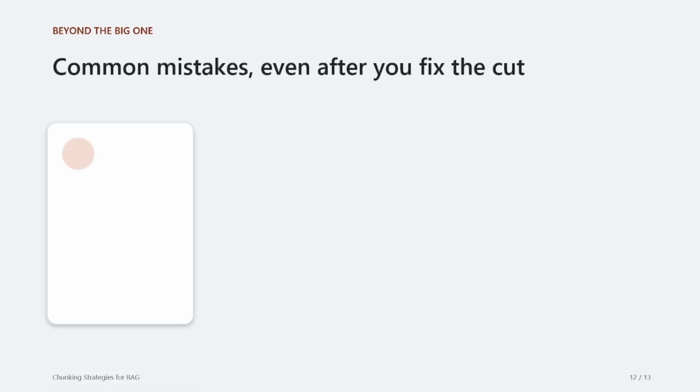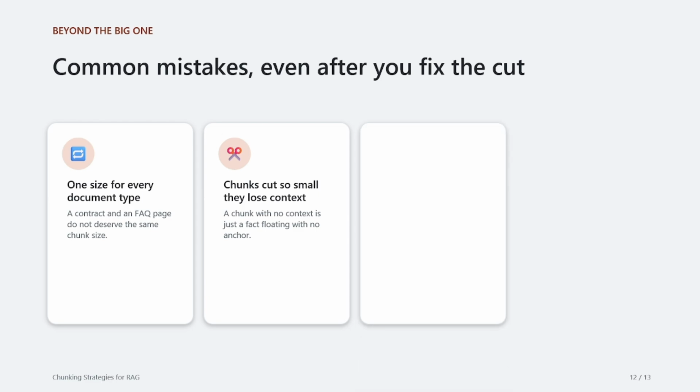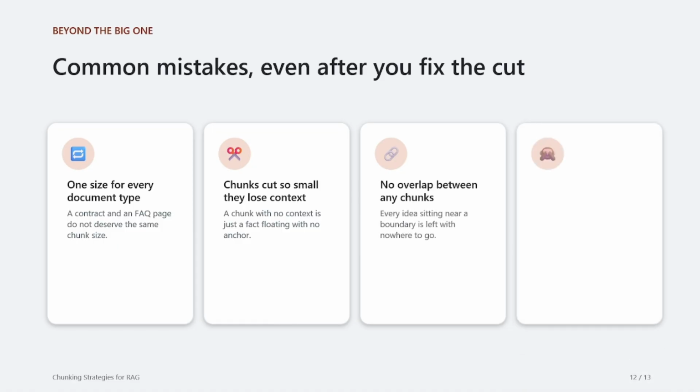Even once you fix the main mistake, watch for this. Using one size for every document type, when a contract and a FAQ page do not deserve the same treatment, cutting chunks so small they lose all context, using no overlap at all between chunks, and never actually testing with real questions, which turns your whole strategy into just a guess.